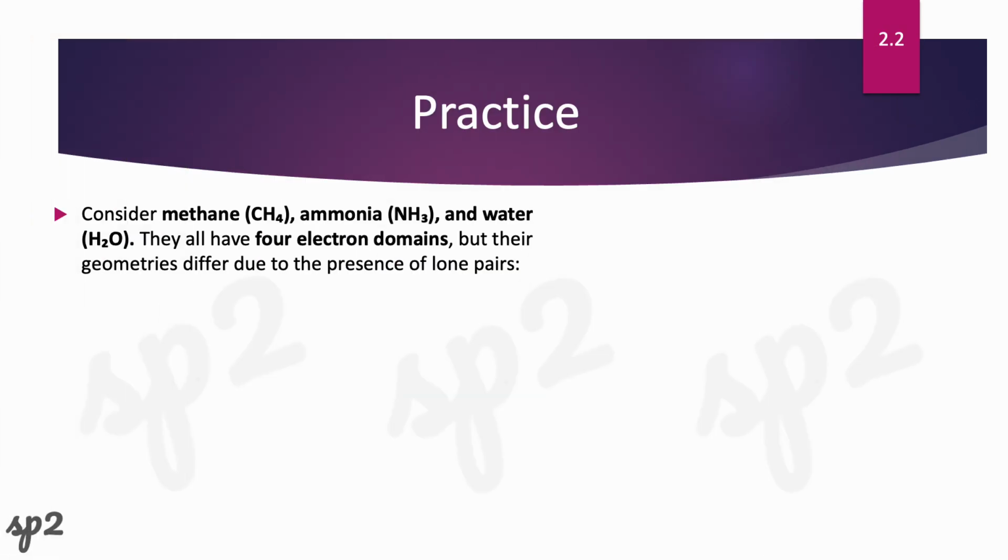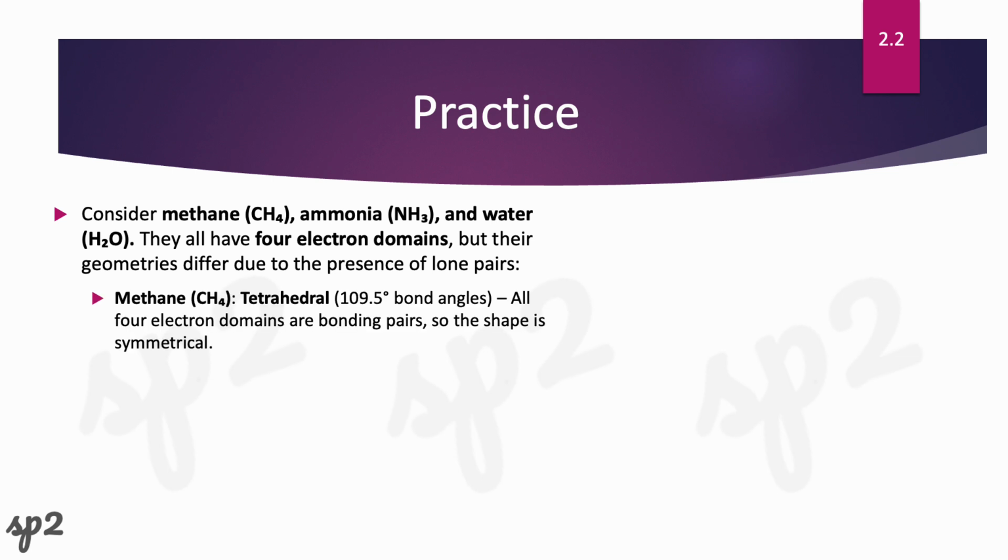Okay, so consider these three molecules. You've got methane, CH4, ammonia, NH3, and water, H2O. They all have 4 electron domains, right? But they're going to have different geometries because they have different numbers of lone pairs. Starting with methane, that's tetrahedral, where we have no non-bonding electrons. This will be very symmetric. That is a perfect tetrahedral geometry where we have a really wide bond angle, which is 109.5.